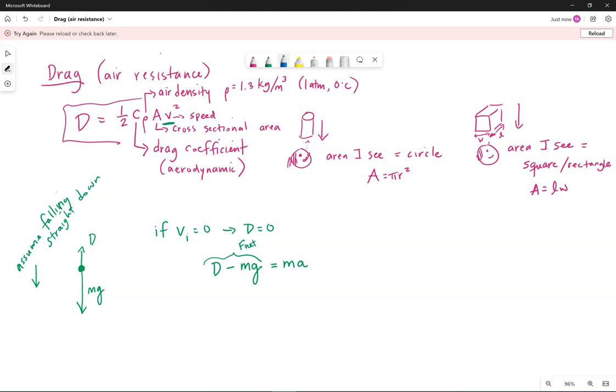So if we start with v initial of 0 and a drag of 0, the acceleration will be downwards at 9.8. That's what this equation shows us. If we put in 0 minus mg equals ma, masses will cancel, the acceleration will be downwards at 9.8. But as v increases, D, the drag force, increases as well.